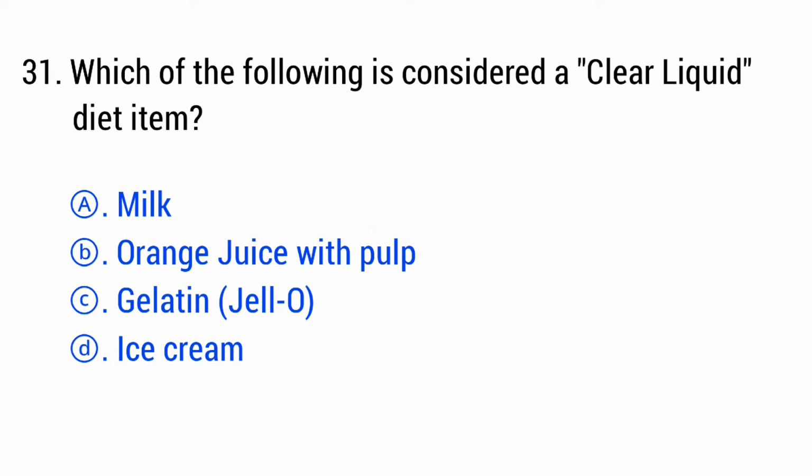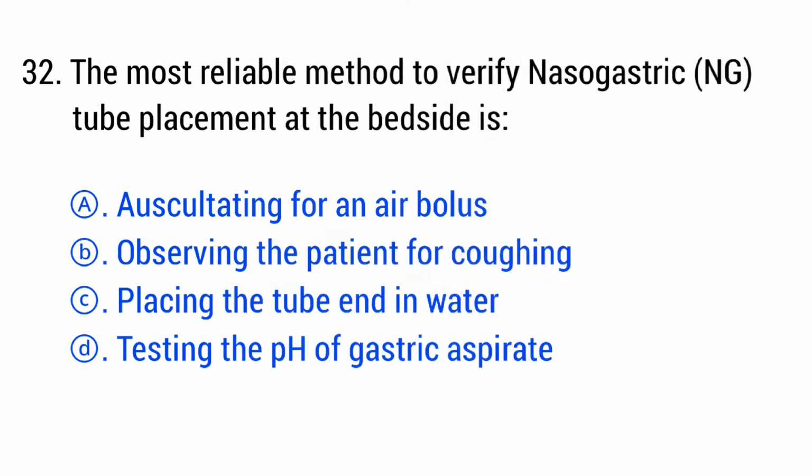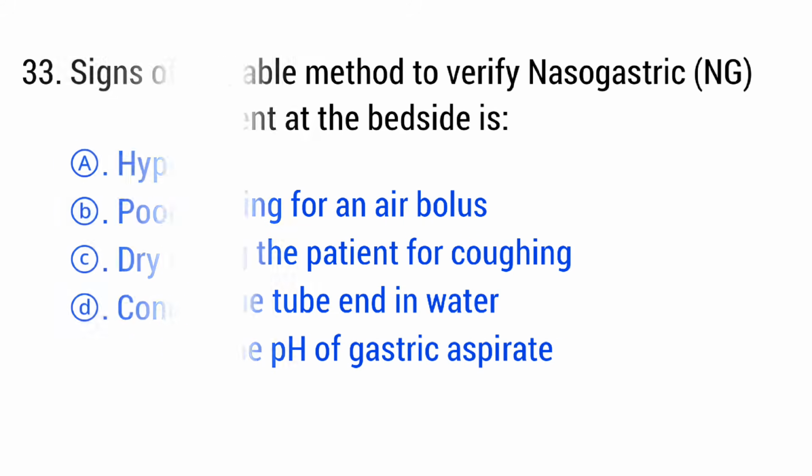Question 31. Which of the following is considered a clear liquid diet item? The right answer is option C, gelatin, Jell-O. Question 32. The most reliable method to verify nasogastric NG tube placement at the bedside is? The right answer is option D, testing the pH of gastric aspirate.